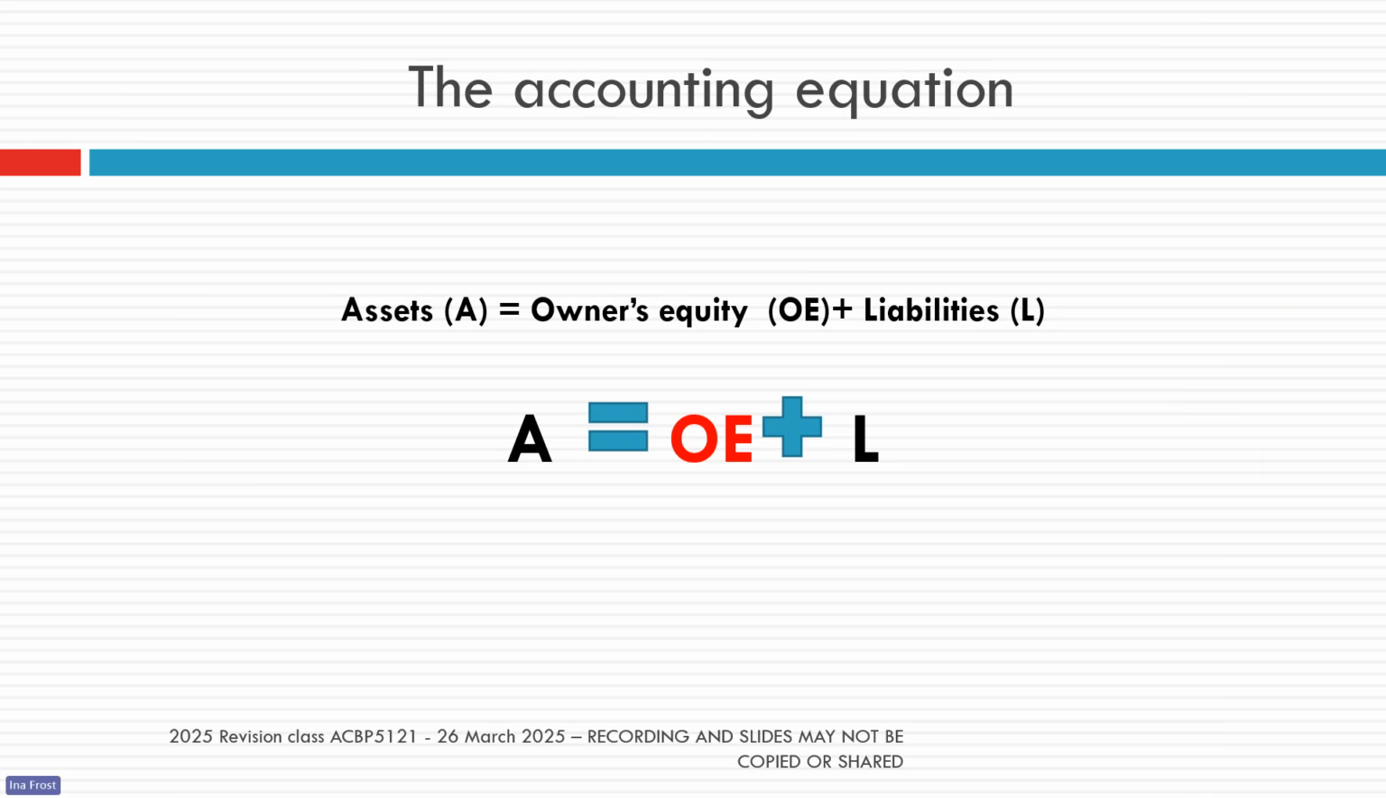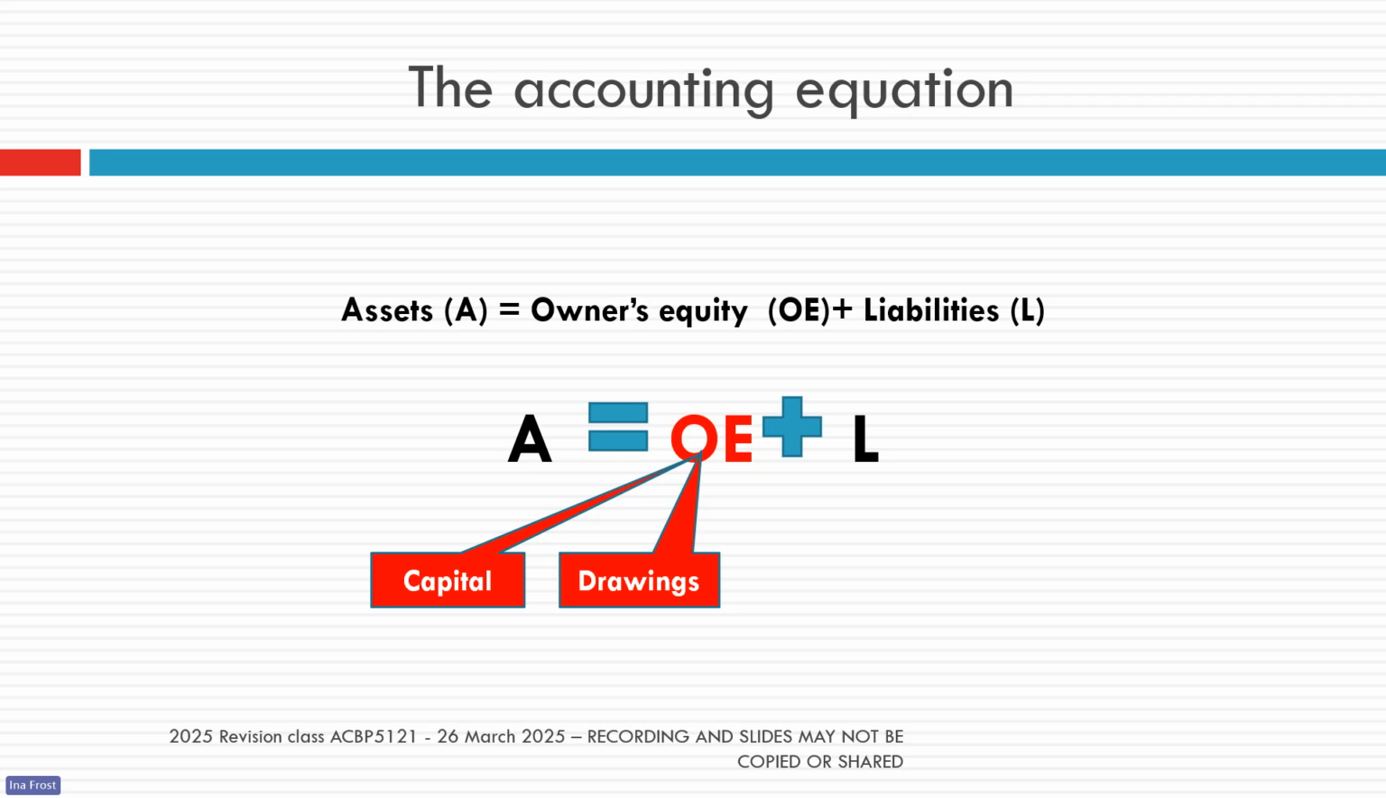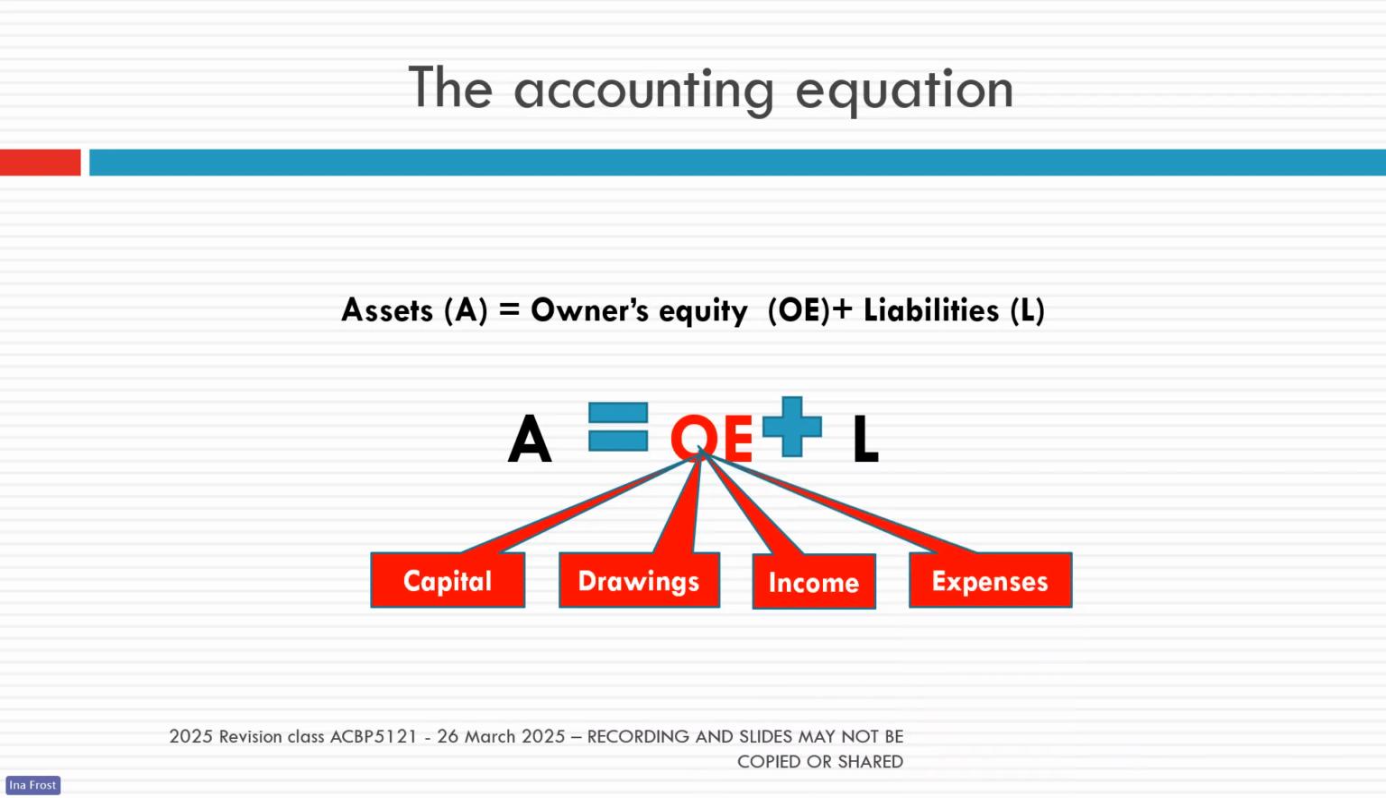Remember again, our accounting equation is assets equal owner's equity plus liabilities. And Salama touched on it a little bit earlier, where she reminded you that owner's equity is made up of 4 distinct elements. Owner's equity is made up of the capital, which is what the owner puts into the business, either cash or an asset. Then there's our drawings, the money or assets that the owner takes out of the business. There's also any income that the business earns, and there are your expenses. All 4 of those together make up owner's equity.